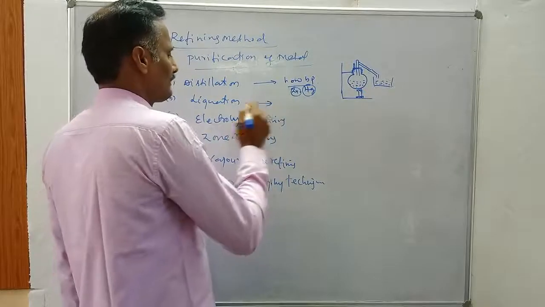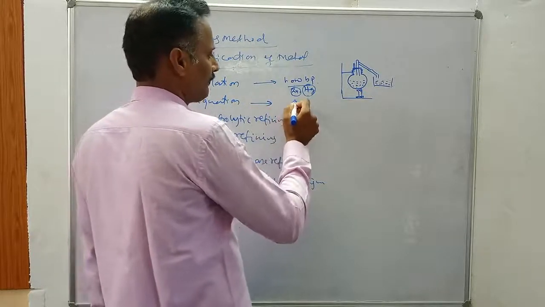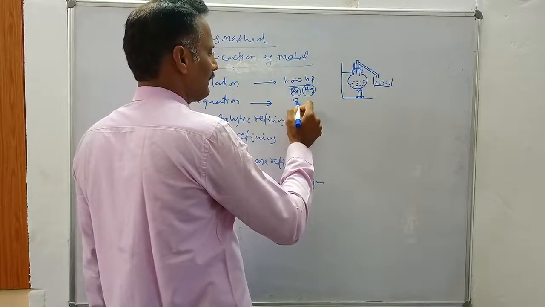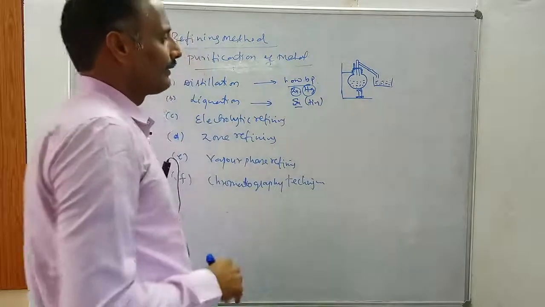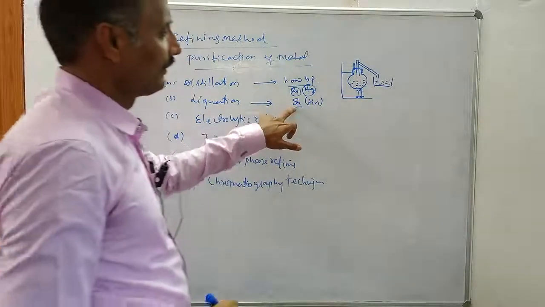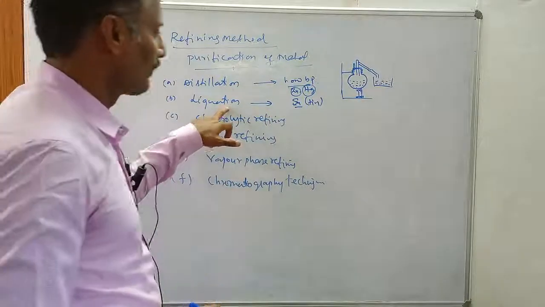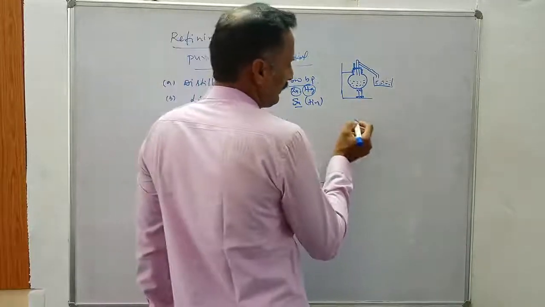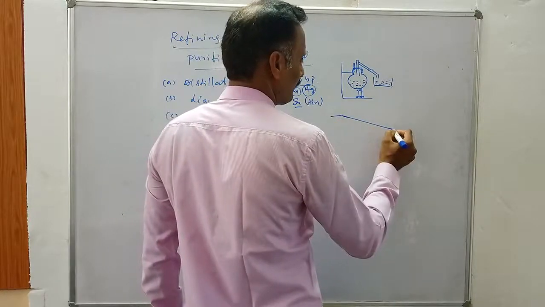Then what about this? This is the liquefaction method. Liquefaction methods are used for the purification of elements like tin. This is tin, the element Sn, and tin has a low melting point. If any metal has a low melting point, then the liquefaction method is very useful for purification. In this process, we are using a sloping hearth furnace.